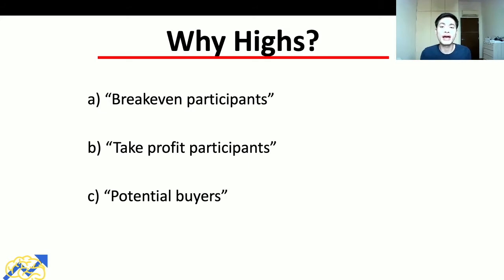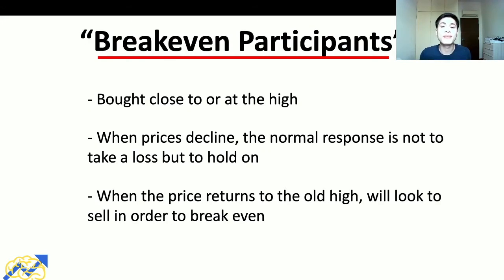One of the questions you might have is, why does a resistance level tend to form at a previous high? The first reason is because of break-even participants, the second is the take-profit participants, and the third are the potential buyers. For the break-even participants, they bought close to or at the high. When prices decline after they bought at the previous high, the tendency is not to take a loss but to hold on to the stock in the hope of breaking even.